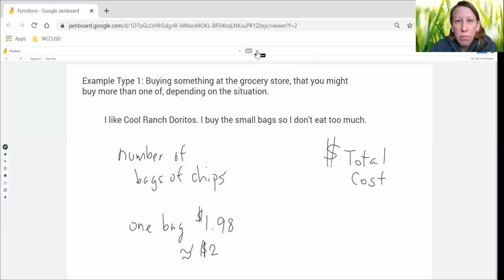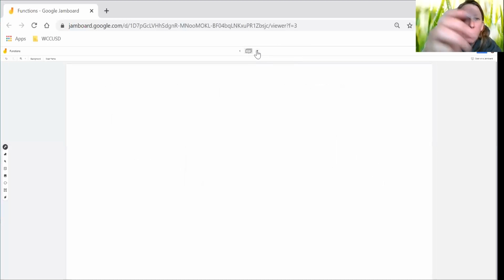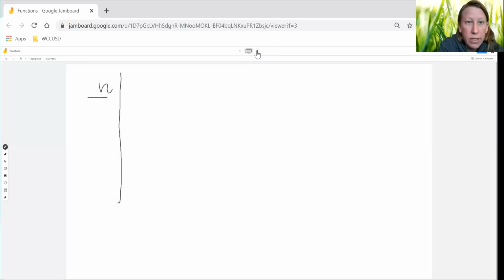Okay, so let's create a model for this. So the first model we're gonna do is we're gonna say N is the number of bags of chips. And we've already started looking at tables a little bit. F of N is the total cost. So the function, the total cost is a function of how many chips I buy. So if I buy one bag of chips, how much does it cost? Remember, we're going to round it. It is $1.98, but let's say we round it a little bit. It's going to be $2.